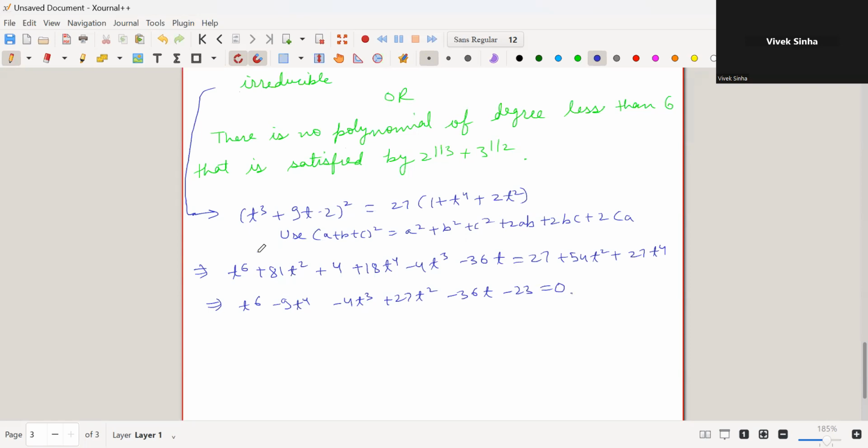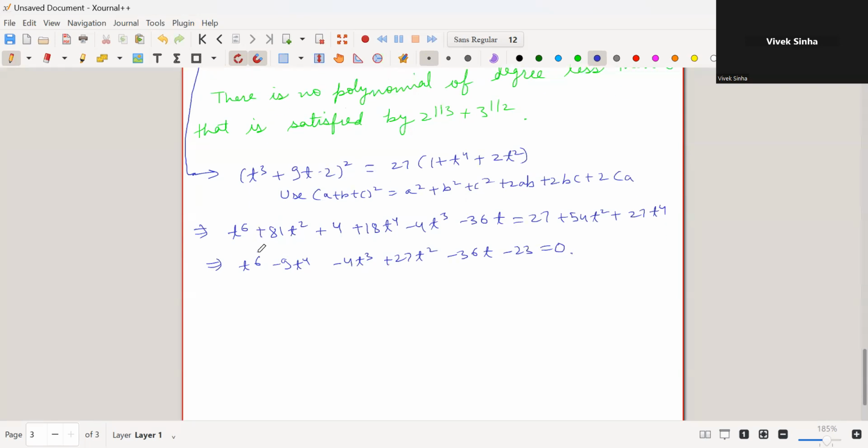So to show that this polynomial is irreducible is not an easy job. First thing you can see is that we cannot use Eisenstein's criterion here.